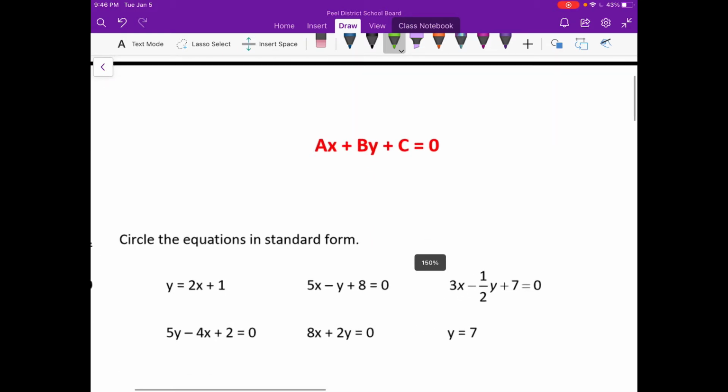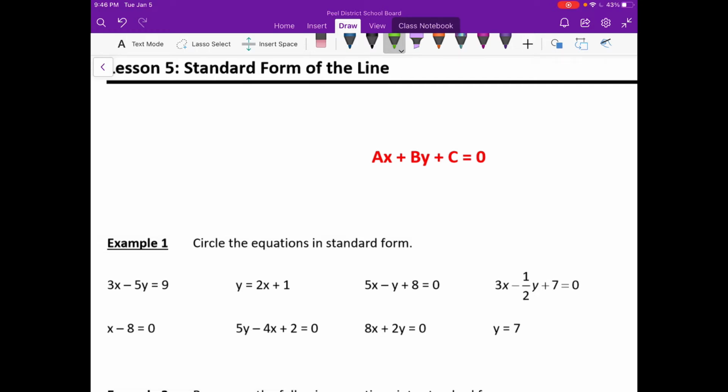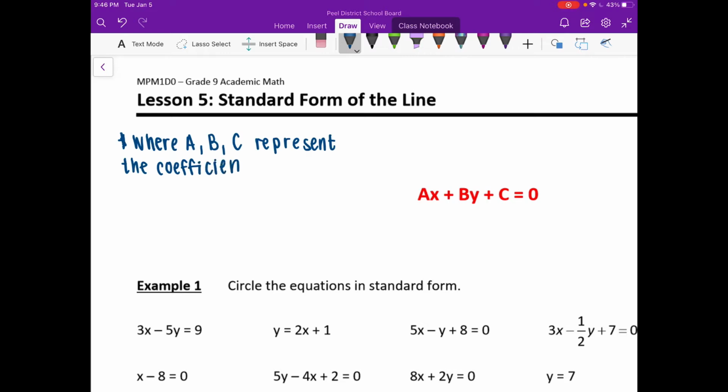So today we're going to be going over lesson 5, which is called standard form of a line. When you're given the standard form of a line, it's always written like this: ax plus by plus c. A, b, and c in this situation represent the coefficients, which is the number that accompanies the variable.